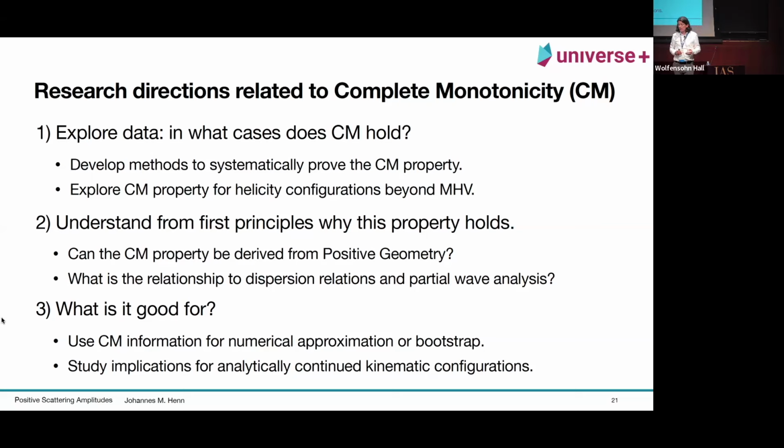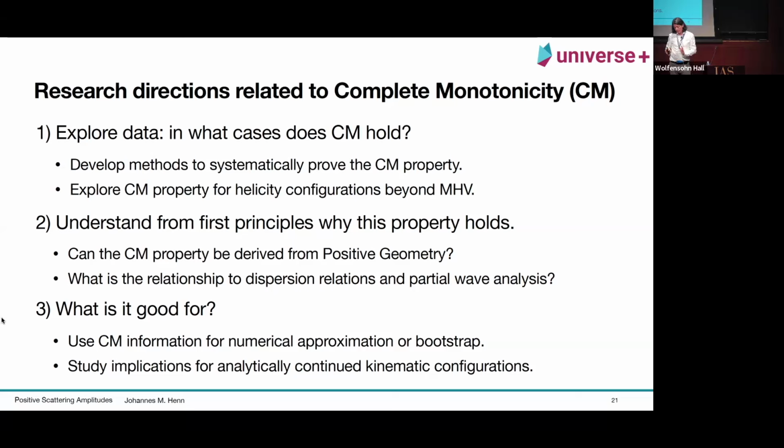There could also be a physical explanation in some cases related to dispersion relations, where the kernel, for example in the Mandelstam representation, has certain properties. And then finally, okay, let's admit this property is there. What is it good for? I already hinted at the fact that it could be useful for some numerical approximation, some semi-definite programming, if you wanted to interpolate your function or in some way approximate it.